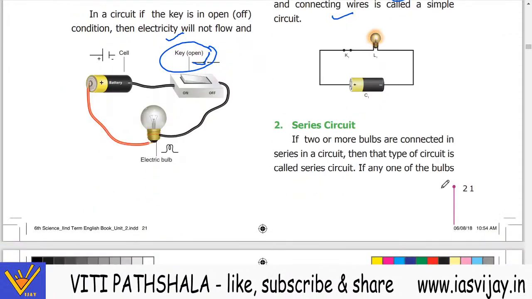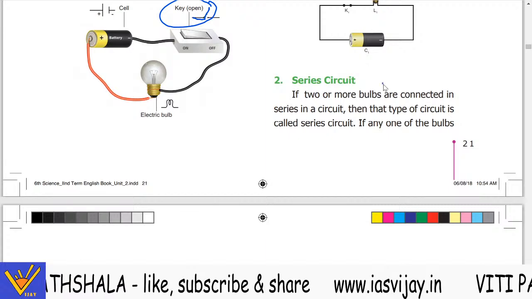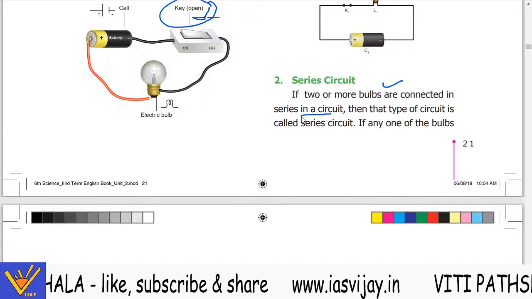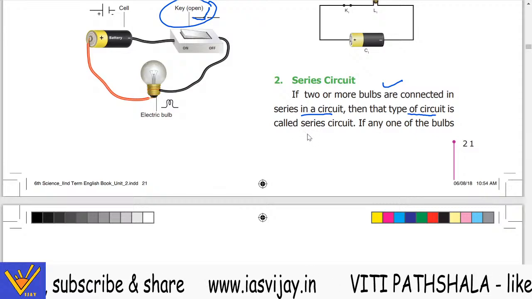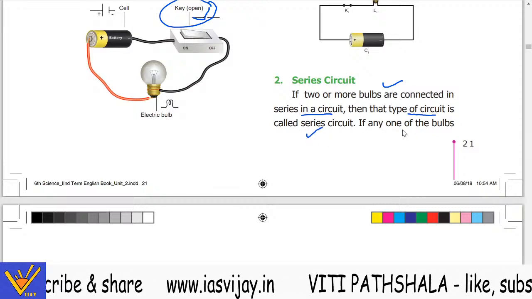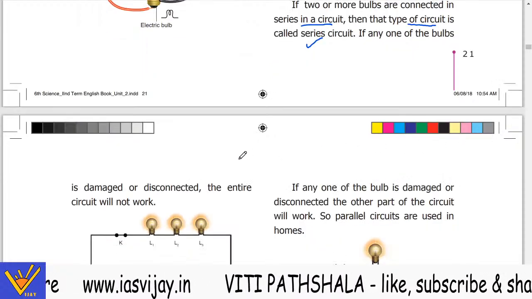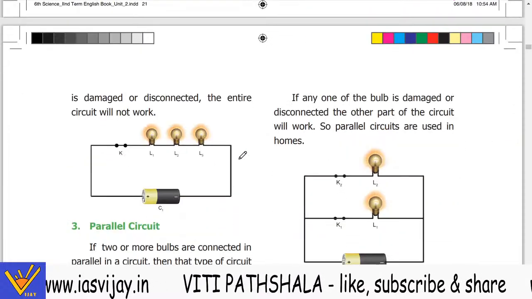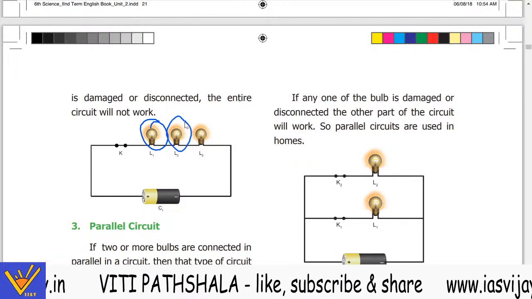Whereas a series circuit, what is a series circuit? If two or more bulbs are connected in series in a circuit, then that type of circuit is called a series circuit. If any one of the bulbs is damaged or disconnected, the entire circuit will not work. So this is the series circuit.